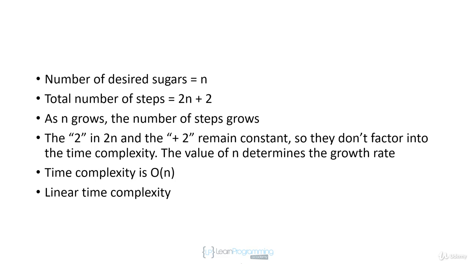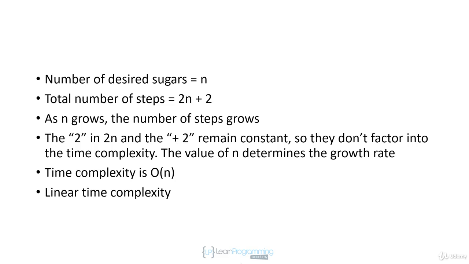Now, as we've seen, when n grows, the number of steps grows. Now, notice that the 2s in the 2n plus 2 remain constant. They don't change as the number of sugars changes. And because of that, we don't consider them when we're coming up with the big O value. It's n that's influencing the number of steps. And so in this case, we say that the time complexity for this algorithm is O of n.